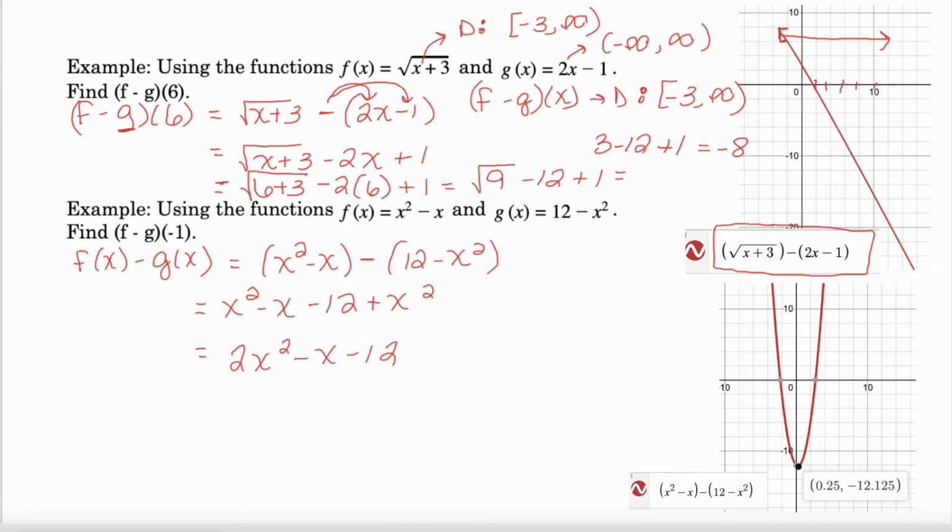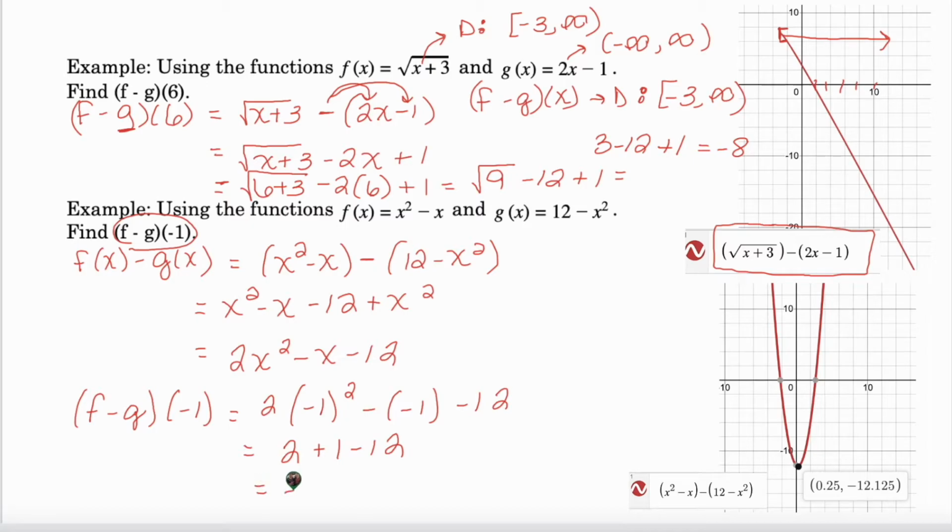Now I want to evaluate this at negative 1. So f minus g of negative 1. So wherever I see x squared, or x, I'm going to replace with negative 1. So 2 times negative 1 squared minus a negative 1 minus 12. Negative 1 squared is 1, so 2 times 1 is 2. Plus 1 minus 12, therefore we are at negative 9.